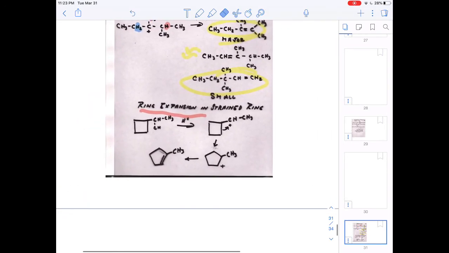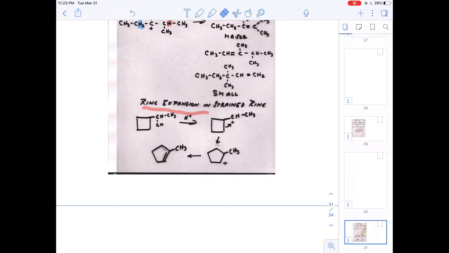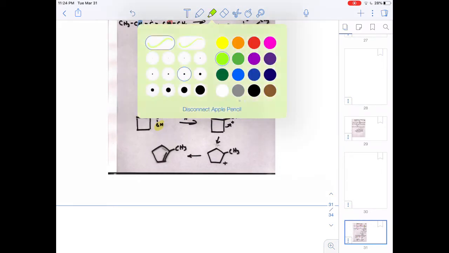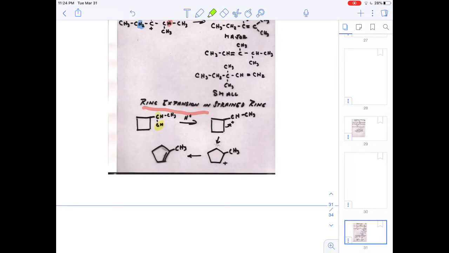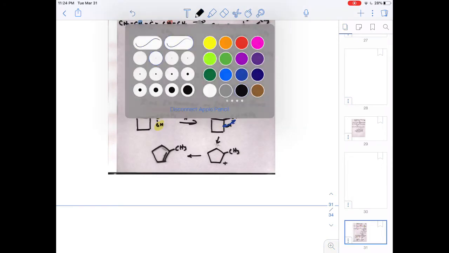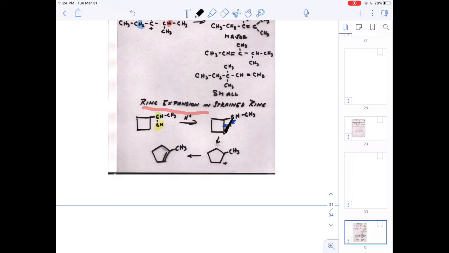Okay, moving on. So the ring expansion: we saw it in the other one when you have the carbocation intermediate. In this case, we're protonating this OH to make it water, which is a good leaving group. After you protonate it, it's going to leave, and it's going to leave behind a carbocation here. Because it's a four-membered ring, and four-membered is unfavored, these electrons are going to move over and form the new bond, and the new bond is going to be like this.